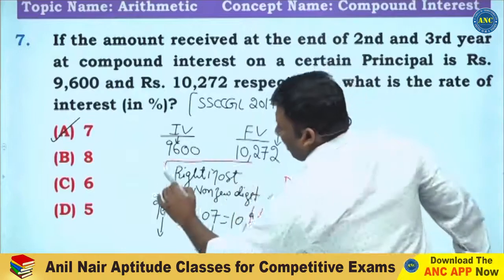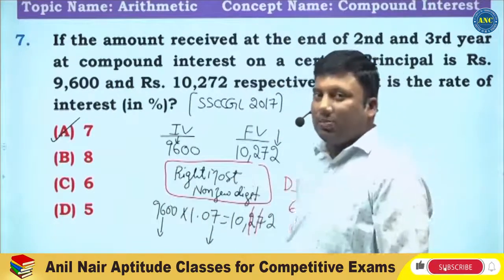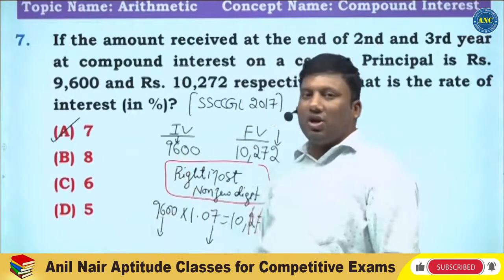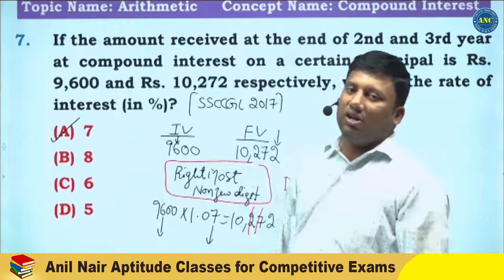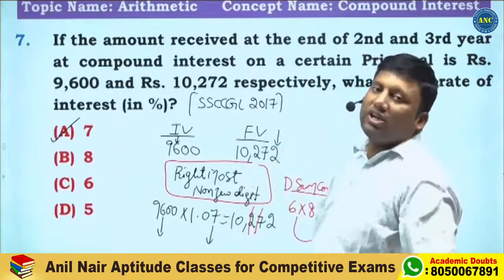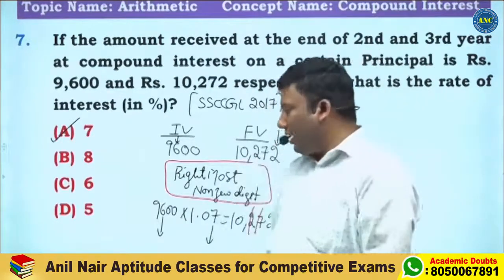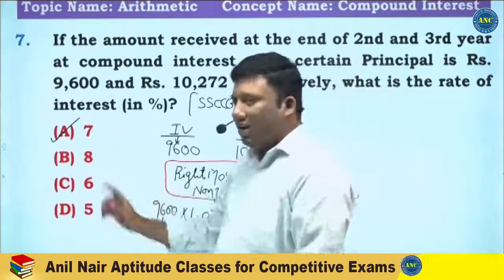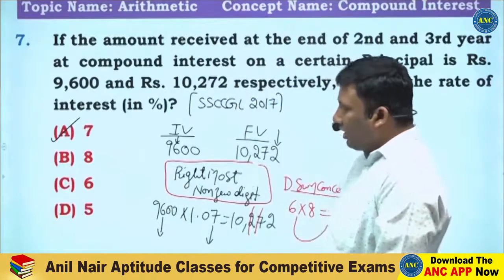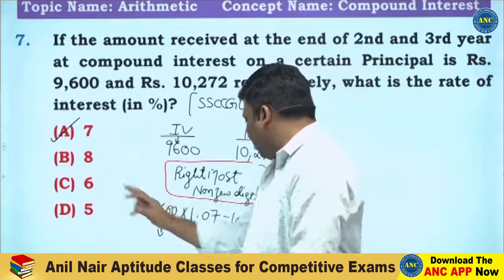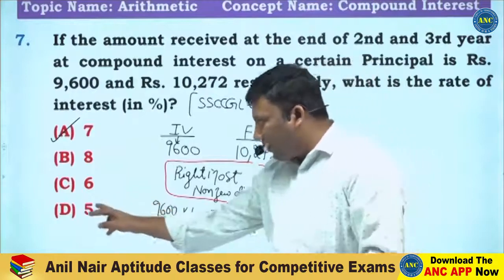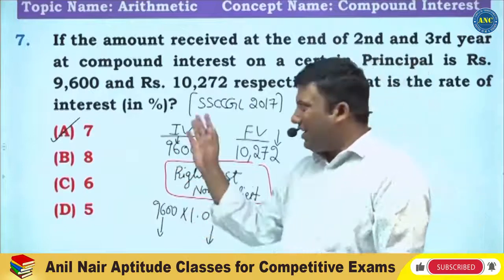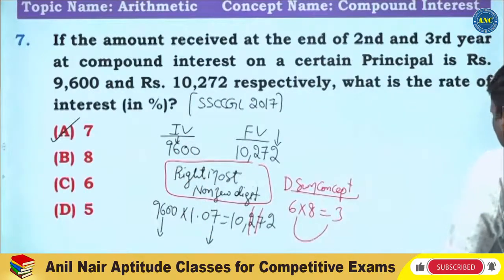Yesterday we discussed the rightmost non-zero digit concept. Only attack the rightmost non-zero digit. The rightmost non-zero digit is 6. It is 2. 6 should be multiplied by which number to get 2 at the end? 6 7s are 42. 6 8s are 48. 6 6s are 36. 6 5s are 30, unit digit 0. I hope the idea is clear. Very, very easy question which you can solve.